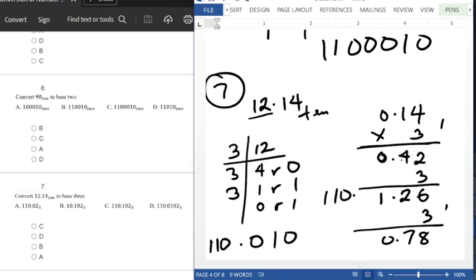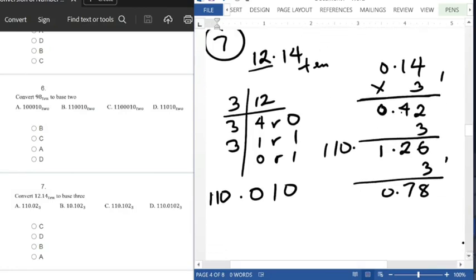110.010. 110.02. Point. This is, A is out of it. B is out of it. D, if you look at D, we have 110.010. So which means let's do the next one and see if we're going to get that.